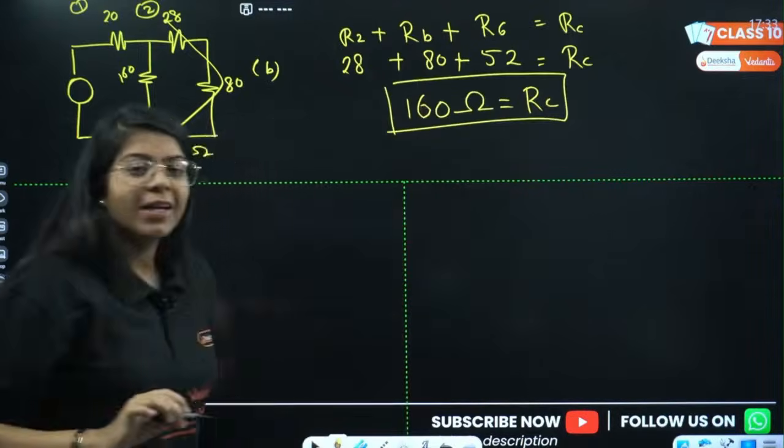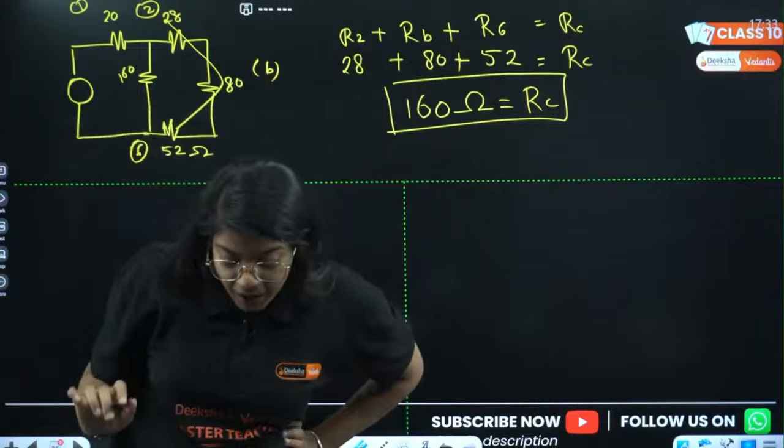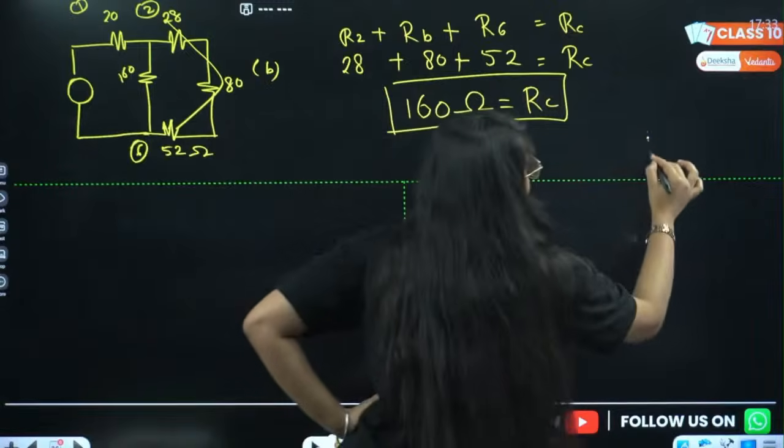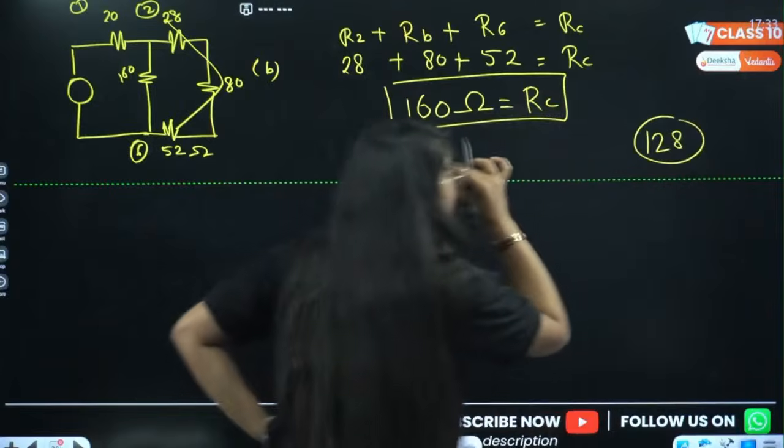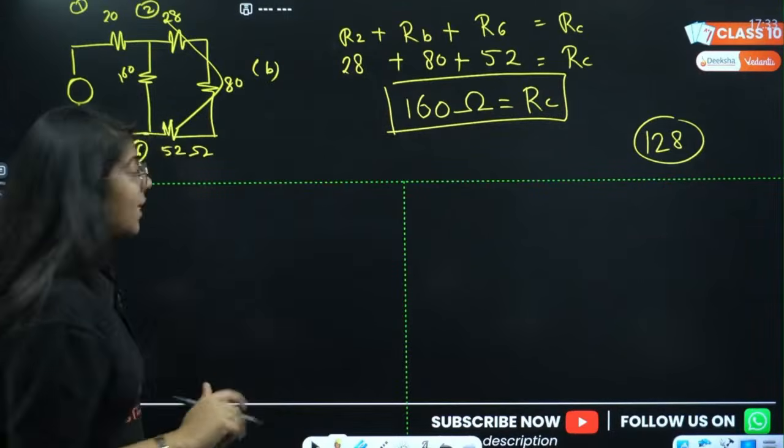You know how I caught my mistake? Because this comes out to be 128. Okay? Let's say this comes out to be 128. Now what is the next step?